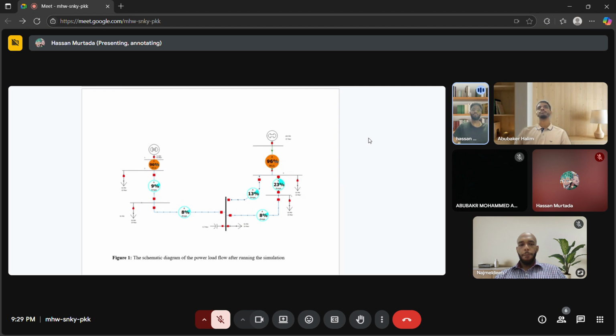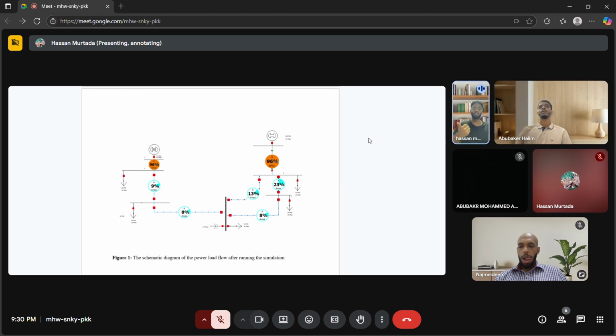All parameters, resistances, reactances, and ratings were provided in the assignment. We carefully converted every value into per unit format based on a system base of 100 MVA and 50 Hz. Now I will be passing to my teammate Abubakr, who will be speaking about the PowerWorld entry and also about case one. Thank you.